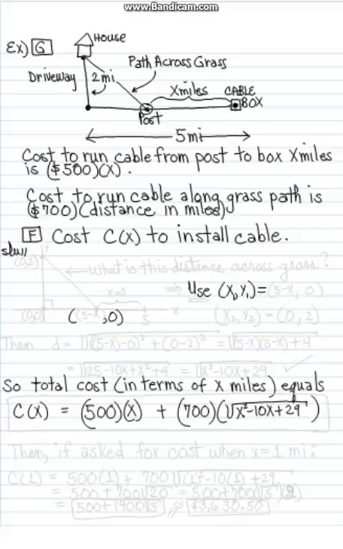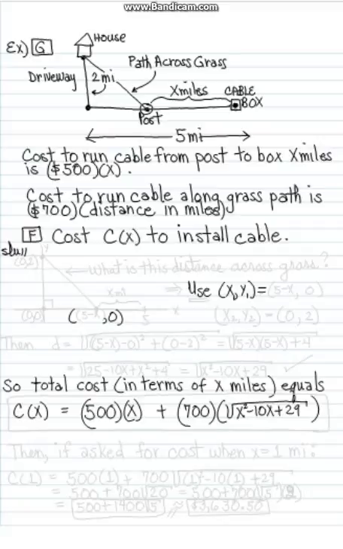Now we know the cable box is X miles away from the cable post in the street. So in order to wire this house up for cable, we're going to take a path across the grass diagonally from the house to the post, and then travel along the street those X miles to arrive at the cable box. Now the entire distance from the end of the driveway, where the street meets the driveway, to the location of the cable box, that's a total of 5 miles.